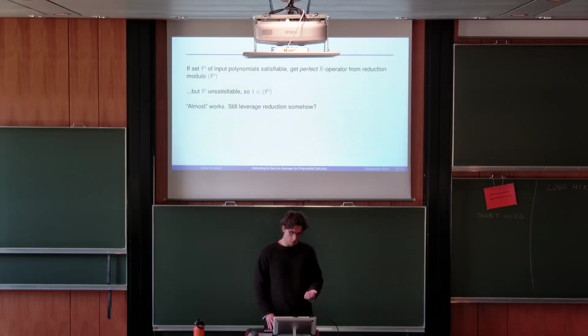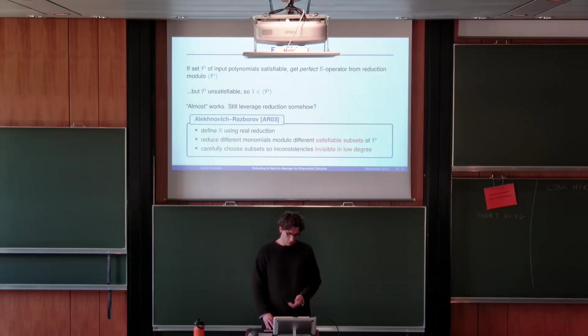So again, this will be pretty important when we sketch the proof ideas. The properties we need from an R operator are satisfied by reduction, except for this thing where 1 should be mapped to 1. So could we still leverage these properties of reduction when we actually define the operator?